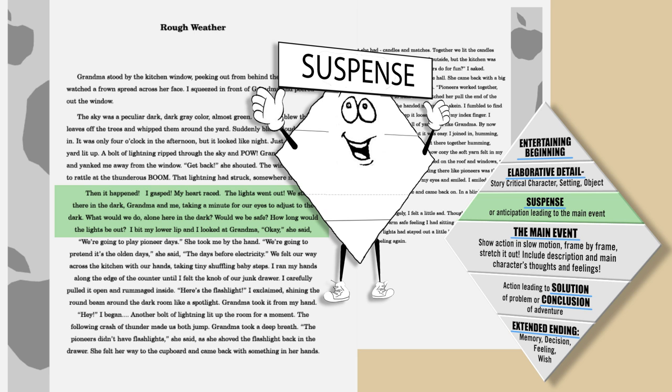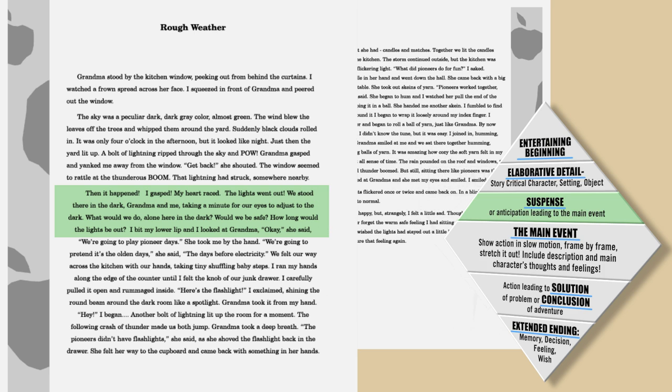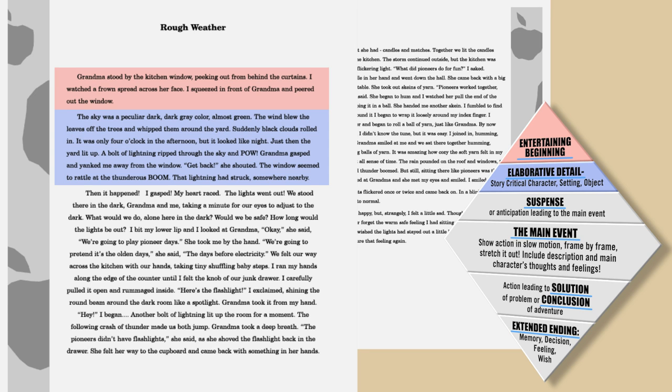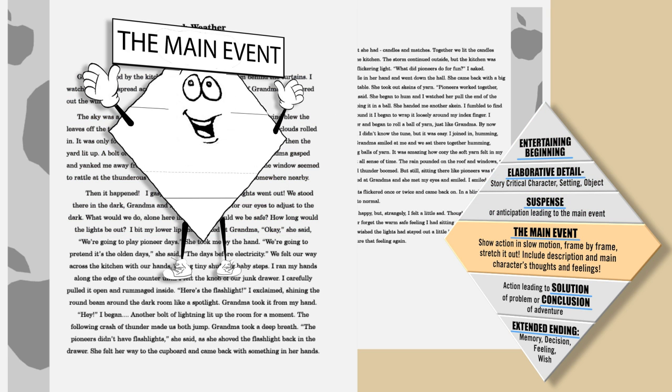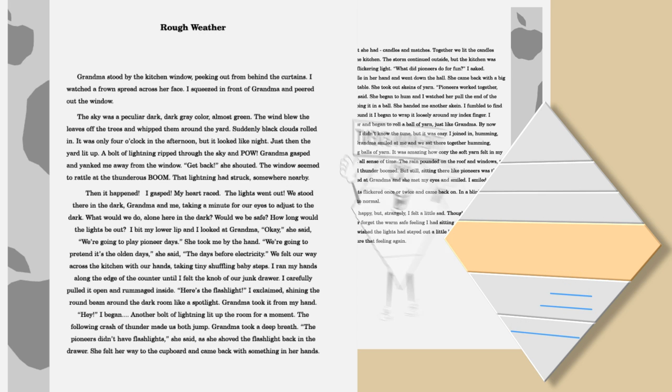That's a little bit more of those character feelings, right? So, at this point, we've had our entertaining beginning. We've gone into our elaborative detail all about the setting. The author added a little bit of suspense. What part do you think's coming next? I think you guessed it. It's the main event. Now remember, the main event is the biggest part of the story. It's going to tell us what the whole story is all about. Let's find out what happens to the main characters.